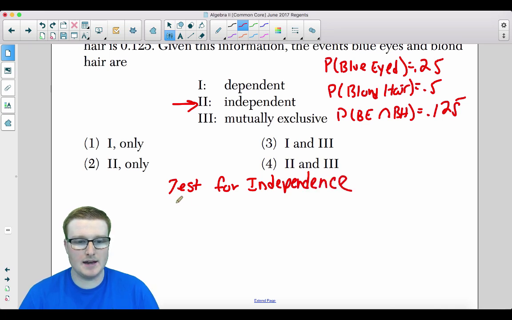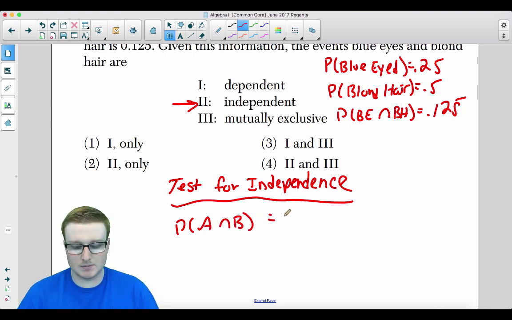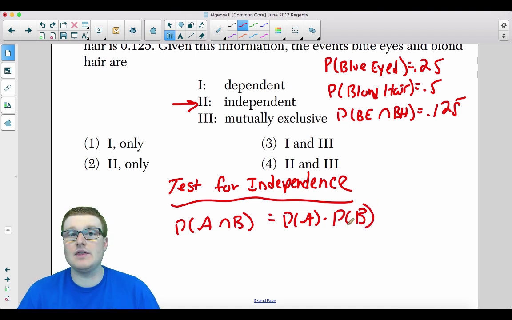The test for independence is the following. If the probability of A and B is equal to the probability of A times the probability of B, then the events are independent, okay? So the probability of A and B. All right, so let's do it.